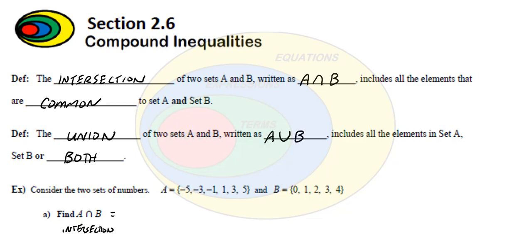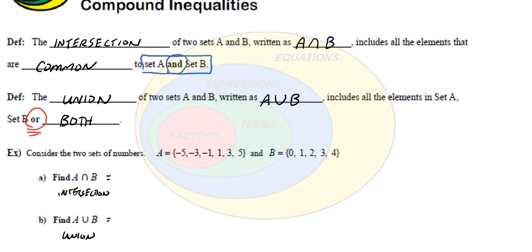The union of two sets A and B, written as A union B, includes all the elements in set A, set B, or both. And one of the things that we use to describe elements that are common, like in the intersection, notice we use the words set A and set B. The and connector is important here. And then for union, when it includes all the elements in set A, set B, or both, notice that one uses an or connector, just like we use and or in English.